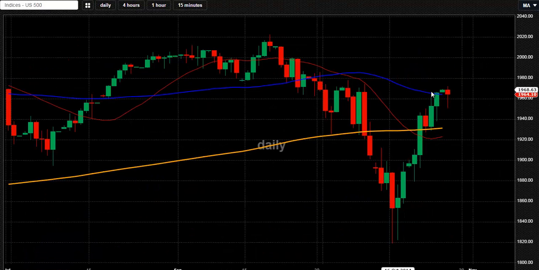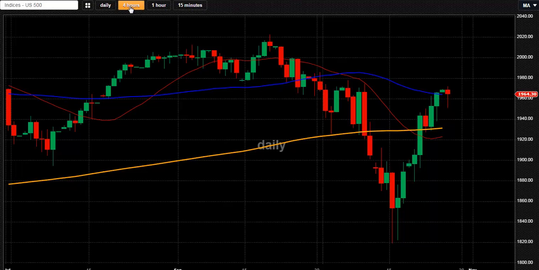We could see that we saw a bit of a rejection here at the 50 period moving average, which is close to this low here and this low high. And this 1972, 1978 level is also our last fib from all-time highs down to the recent sell-off as well.